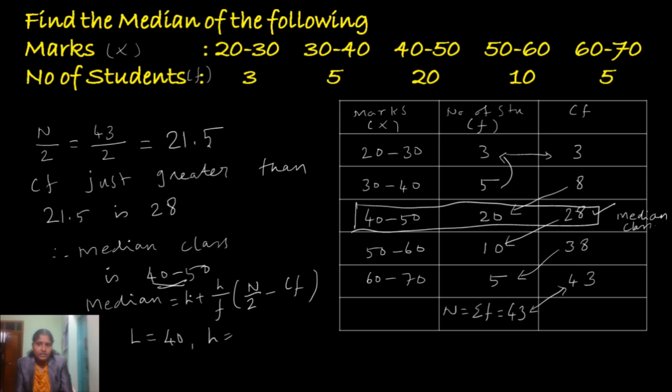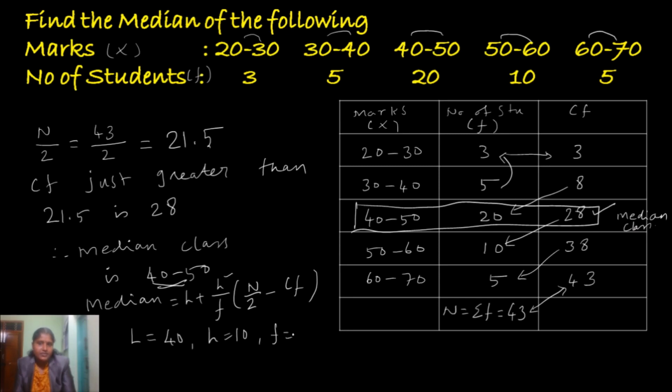Then h. h is nothing but the size of the median class. Look here, all the class intervals are of size 10. That is, the difference between the upper limit and lower limit of the class interval is 10. That is nothing but the size of the class interval. So h is equal to 10.